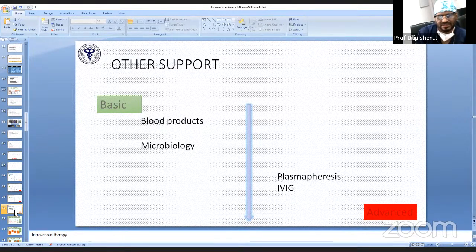Other support is basically blood products, microbiology. Advanced support is plasmapheresis, IVIG. This is useful in certain subgroups of patients like myasthenia gravis and infective polyneuritis or certain poisons. But it is very useful.